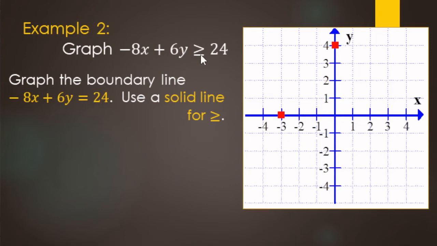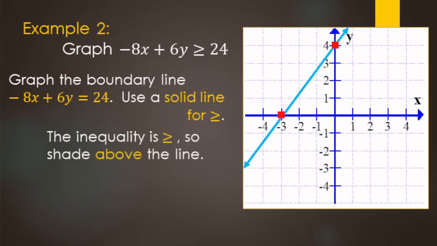So since it's or equal to, we're going to use a solid line for our boundary line. There it is there. Now that we have our boundary line, now we look to shade. So this is a greater than, so we're going to be shading above the line here. So now we can look, any of the ordered pairs in this area here or on the line is going to be a solution. So here we go.